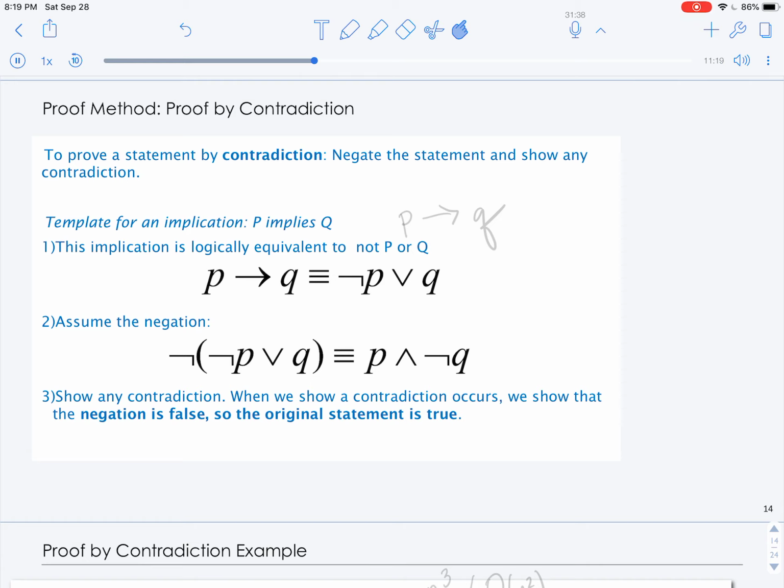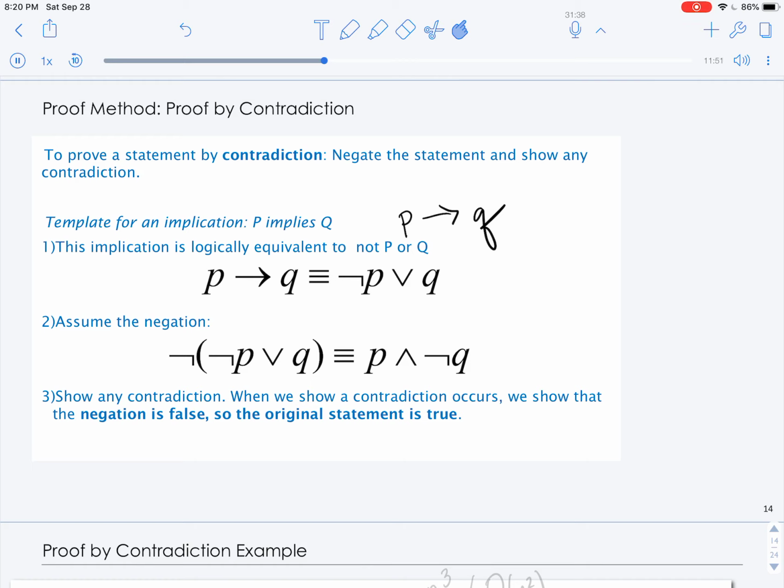Let's talk specifically about how we show proof by contradiction for an implication. Recall that an implication is a statement of the form P implies Q, where P is the premise and Q is the conclusion. The implication is logically equivalent to not P or Q. This can be verified using truth tables.